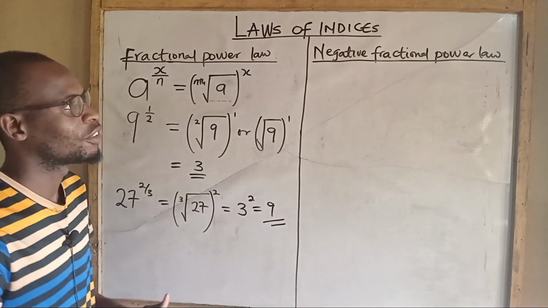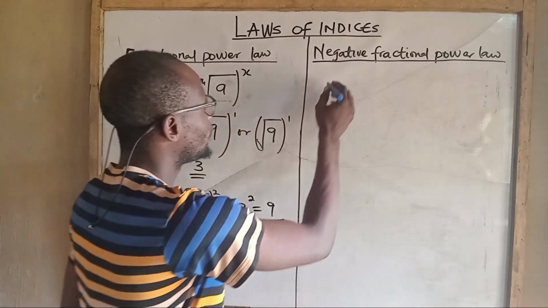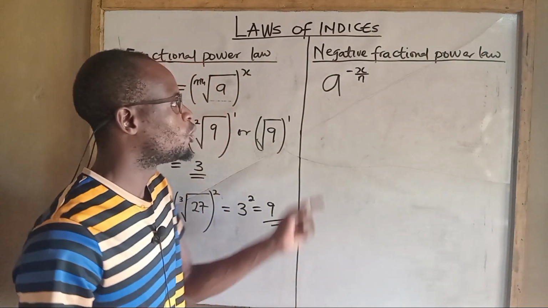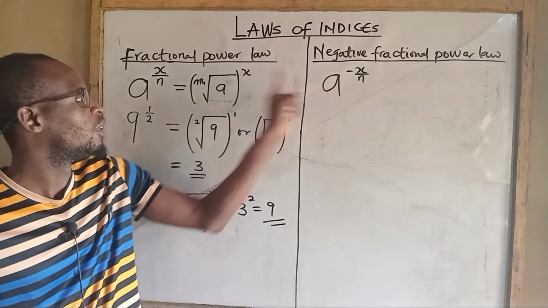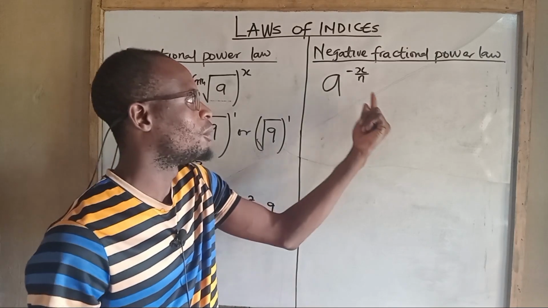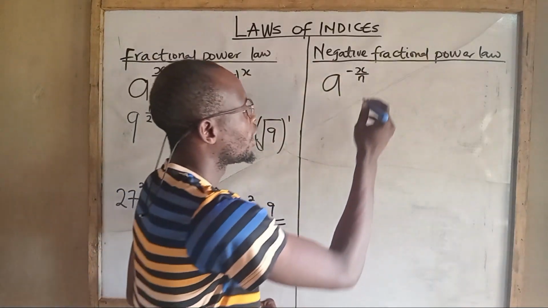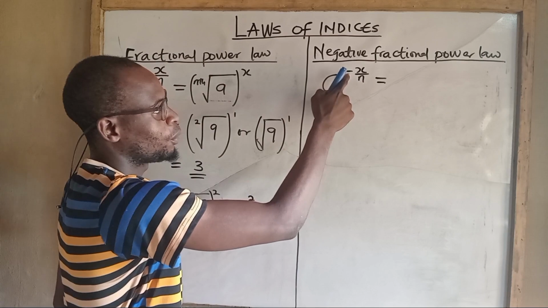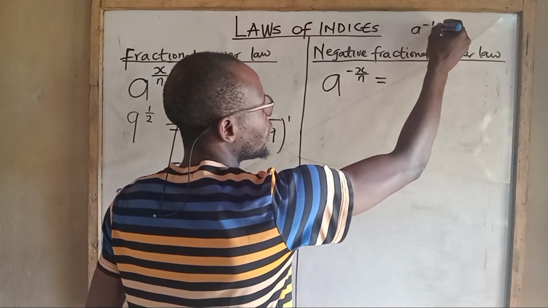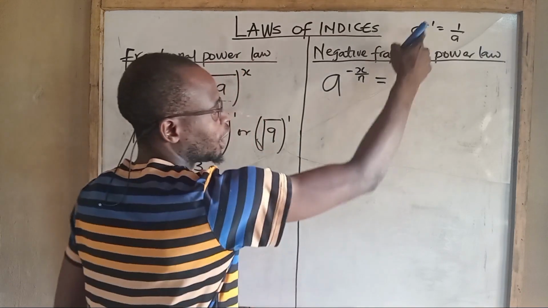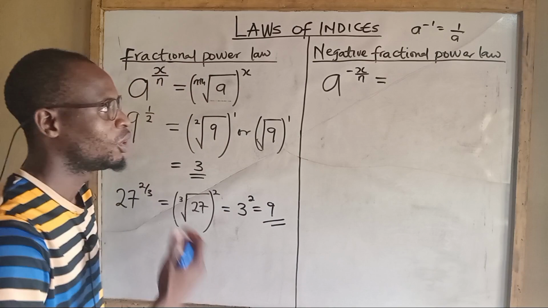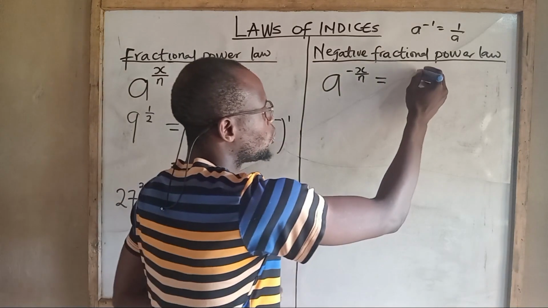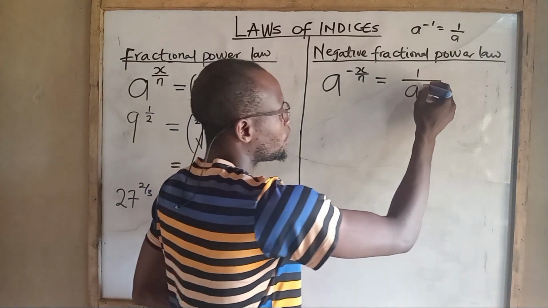So let's move to the negative fractional power law of indices. We also consider the same expression: A raised to power negative x over n. The difference between these two is that you have a negative here, you don't have a negative here. But you still have the same law, you still have a fraction. Now, don't forget that I expressed something like this in my last video on this topic. I said whenever you have a negative power like this, it turns to 1 over a. So that's why you need to follow me on this channel. Just watch the videos, I put them step by step. So this negative here will turn to 1 all over a raised to power x over n.